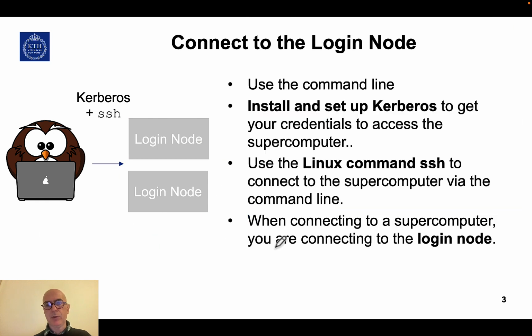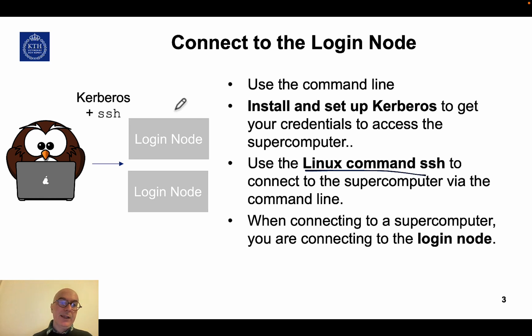So the first step is to connect to the login nodes. We use the command line. We install and set up Kerberos, which is software to authenticate ourselves on the supercomputer, and there are instructions on Canvas on how to do that. Then we will use the Linux command SSH to connect to the supercomputer via the command line.